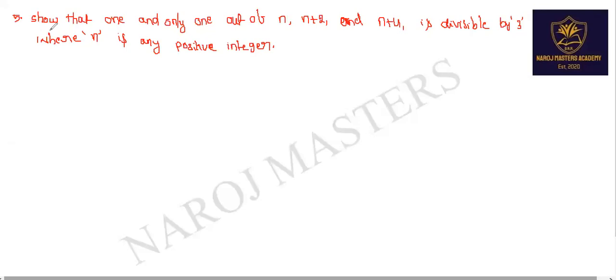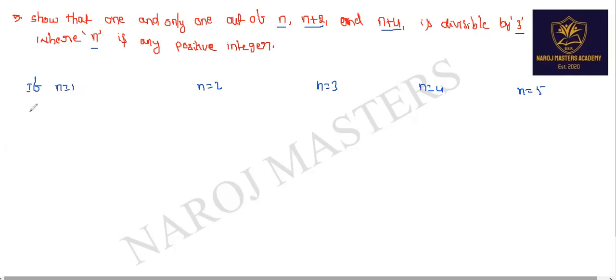Look at question number 5 here. Show that one and only one out of n, n + 2 and n + 4 is divisible by 3, where n is any positive integer. Let me write this first. Just check n = 1, n = 2, n = 3, n = 4, any positive integer. I am checking up to n = 5, or 4 is enough. That depends on us.